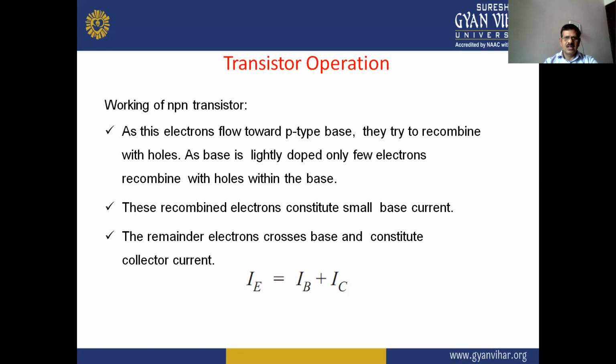So here there are three types of current. One is the emitter current, second is the base current, and third is the collector current. The total current IE is equal to the sum of the base current and collector current. So we can write the formula as IE equals IB plus IC. The emitter current is the sum of the base current and collector current.